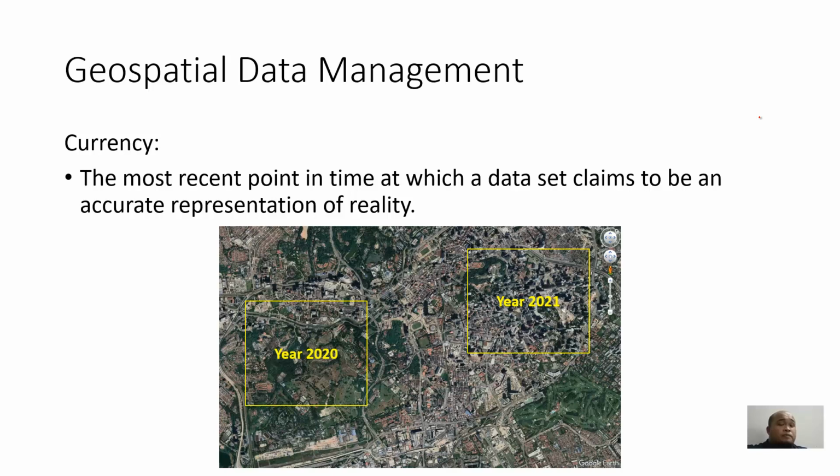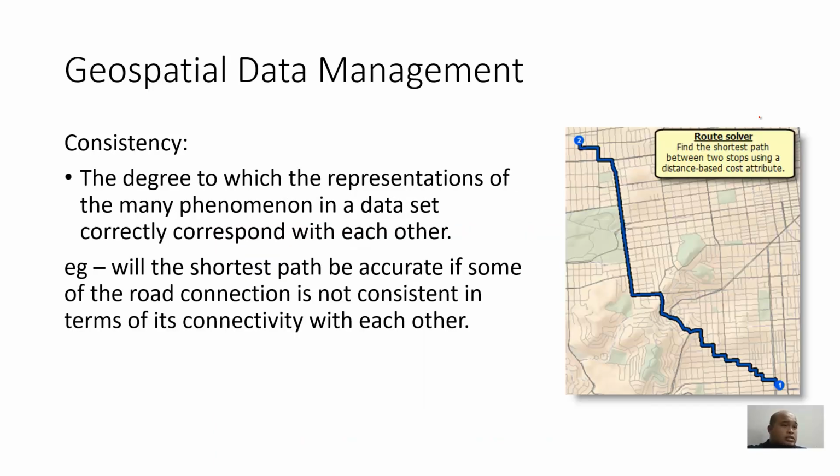So this is the currency. The consistency is the degree to which the representations of the many phenomena in a data set correctly correspond with each other. For example, will the shortest path be accurate if some of the road connection is not consistent in terms of its connectivity with each other? For example, here, let's say from point 1 to point number 2, and this is the shortest path analyzed at the first run.